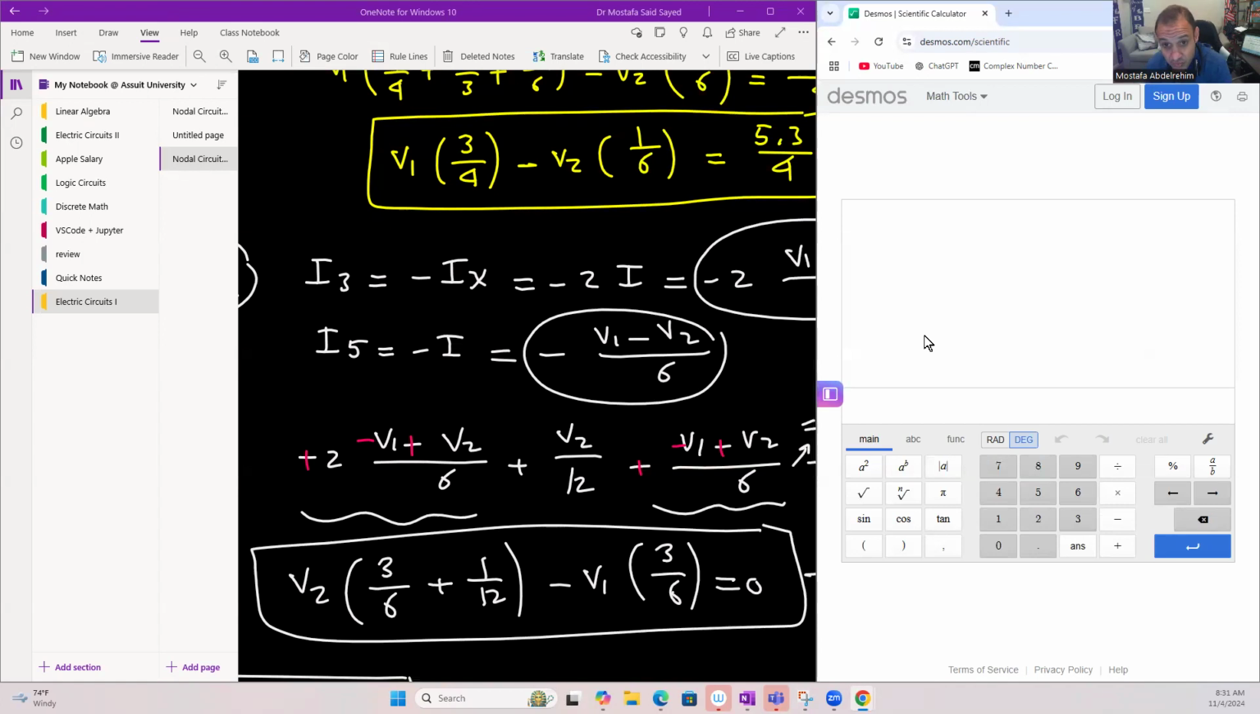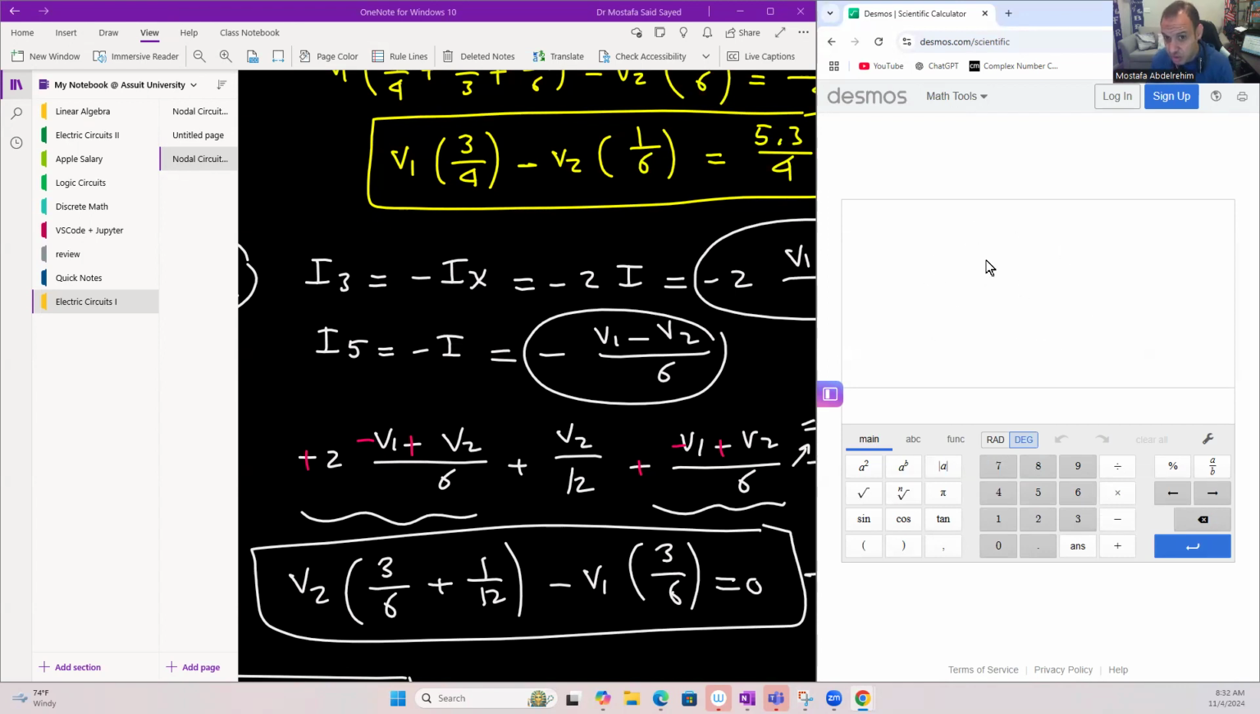Okay, so let's now solve these two equations together. Last time we used ChatGPT to solve these two equations. Today I'm going to use another tool, a free tool called Desmos. It's an online calculator, but it has another version that can do what's called matrix multiplications.